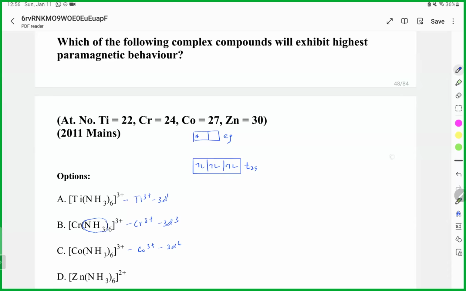So the last thing I understood is that even in VBT, even if we have strong ligands, we do not start pairing until we have four electrons. Exactly, even in VBT. And the reason is crystal field theory. You can segregate them. Got it.